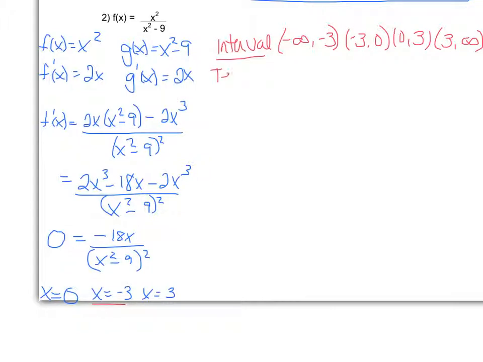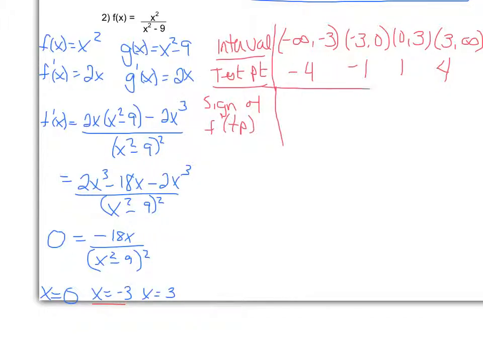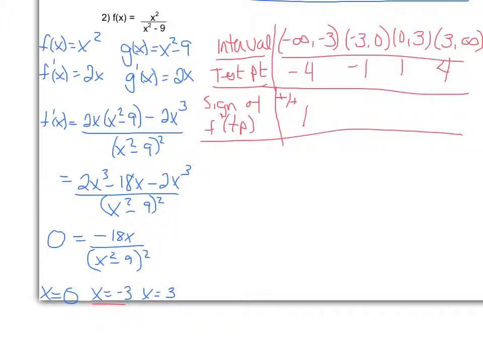So then from there, I'm going to go ahead and pick a test point in each interval. So let's say negative 4, negative 1, 1, and positive 4. Then I'm going to find the sign, positive or negative, of f prime of my test point, which I'm going to call TP. Well, when I plug negative 4 into my derivative, I'm going to get a positive on top, so I'm going to make a little note of that. And notice my bottom is always going to be positive. Regardless of what I get here, once I square it, it's going to be positive. So I'll have a positive over a positive, which is a positive.